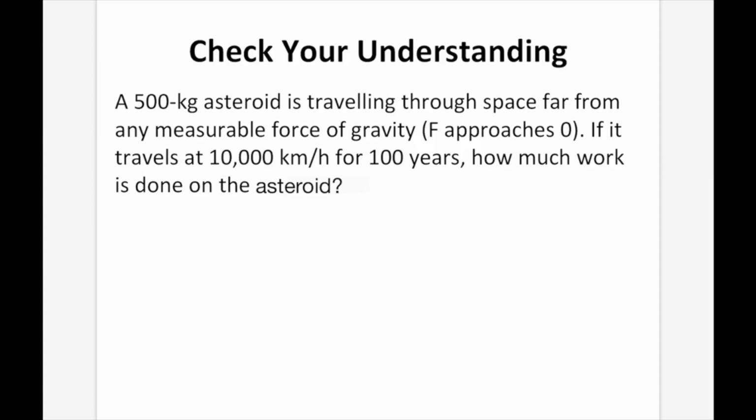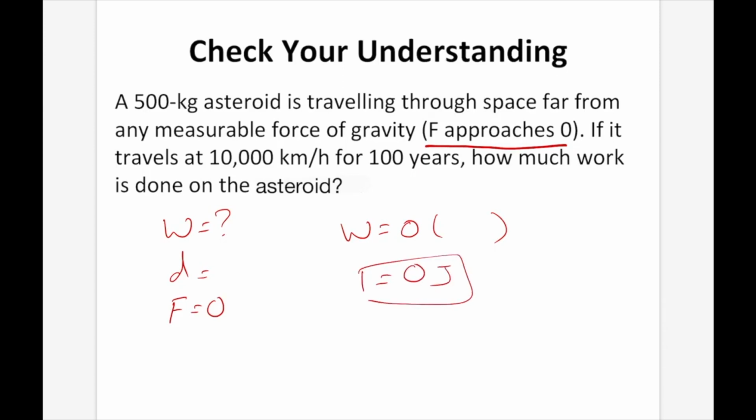Check your understanding. A 500 kilogram asteroid is traveling through space far from any measurable force of gravity. So in this case, F approaches 0. If it travels 10,000 kilometers per hour for 100 years, how much work is done on the asteroid? So work is the question. Distance is going to be quite a complicated number. But the thing you've got to keep in mind is that F is approaching 0. So F is going to be 0. So no matter what distance is, work is going to equal 0 times a number. Anything times 0 is 0. So the work done is 0 joules because F approaches 0.